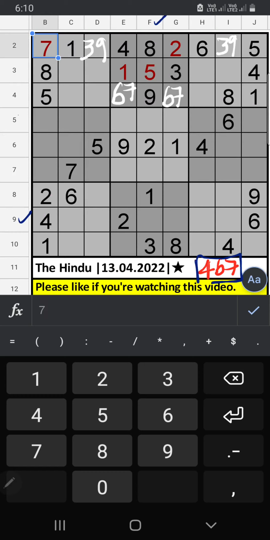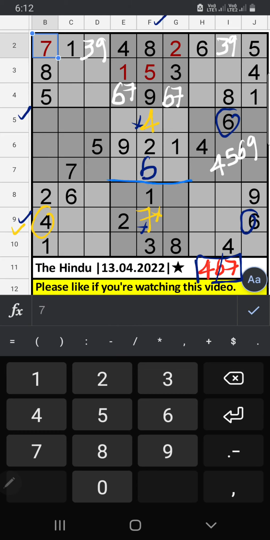9th row and 5th row, we have 6, so 6 can't come in these cells. Then 6 is confirmed here. Then only 2 numbers are remaining, 4 and 7. 9th row, we have 4, so 4 can't come in this cell. 4 is confirmed here. Then 7 is here.